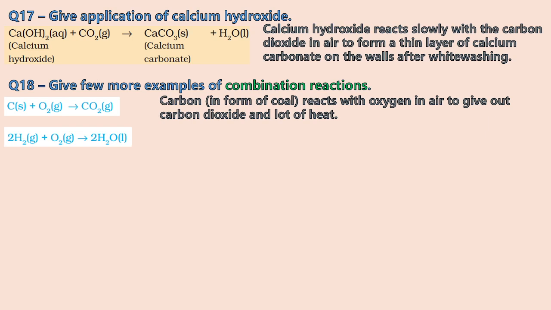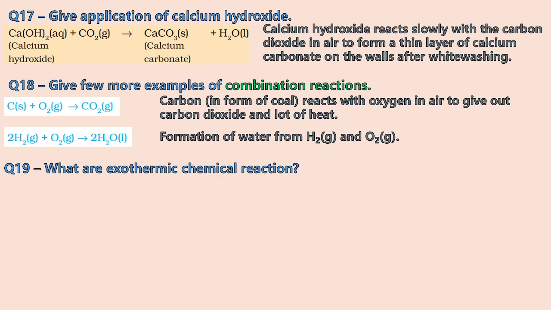2H2 plus O2 is equal to 2H2O. Two molecules of hydrogen and one molecule of oxygen react together to give you two molecules of water. This is also combination. Hydrogen and oxygen are combining together to give you water.